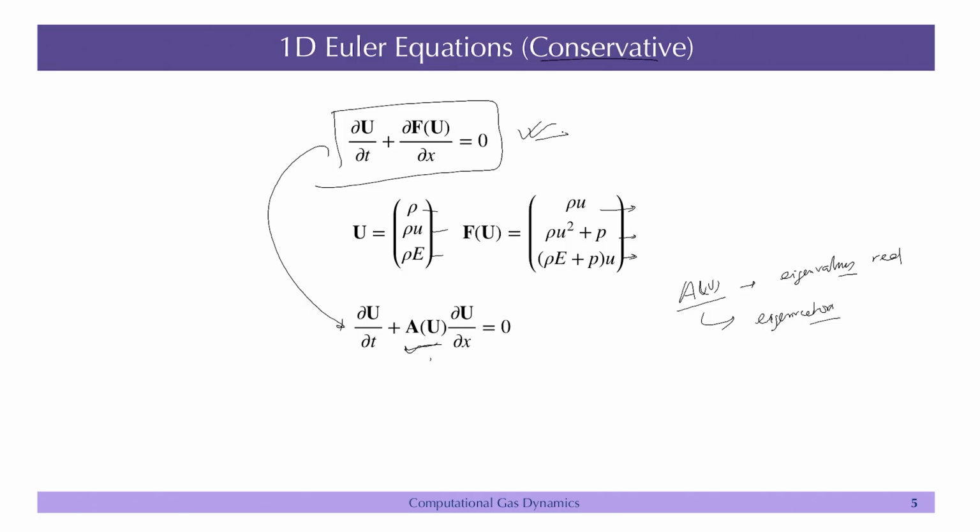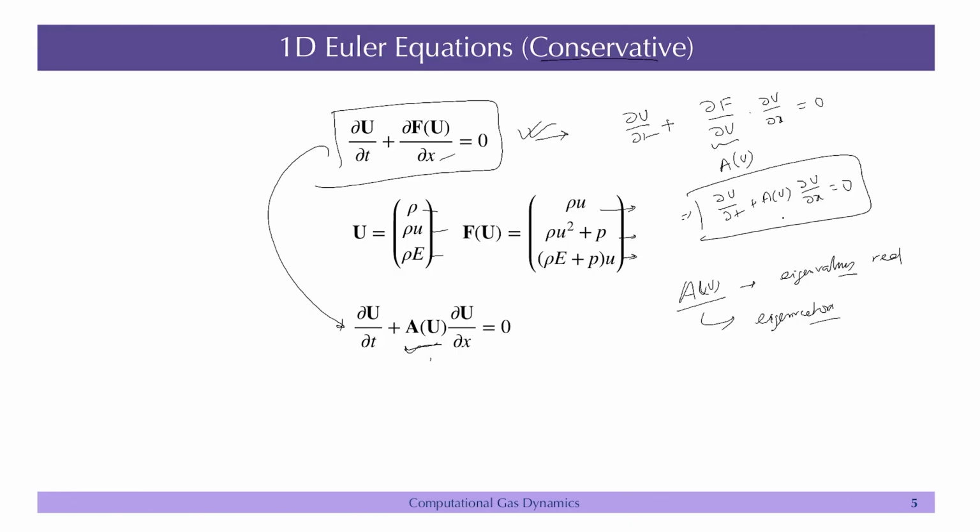So, if you take this expression, this is dU by dt plus, basically you can write this as del F by del U times del U by del x equal to 0, and this is nothing but A. This is called the Jacobian, right. So, this is del U by del t plus A del U by del x. So, the first thing is to find out what A is, and then get the eigenvalues to see whether they are real, okay. If they are real, then it is a hyperbolic system, right.